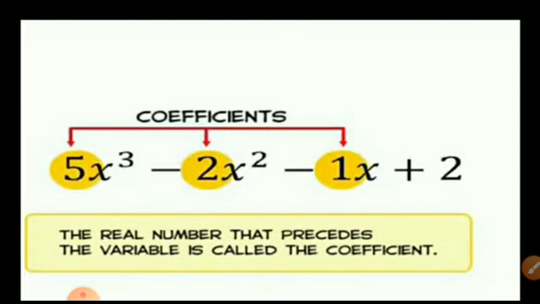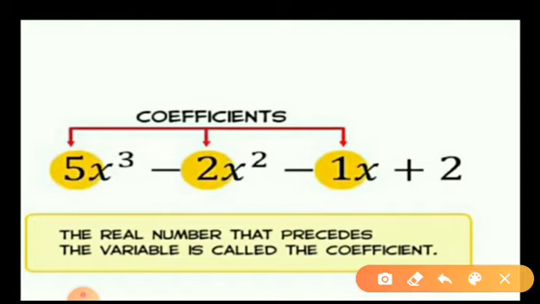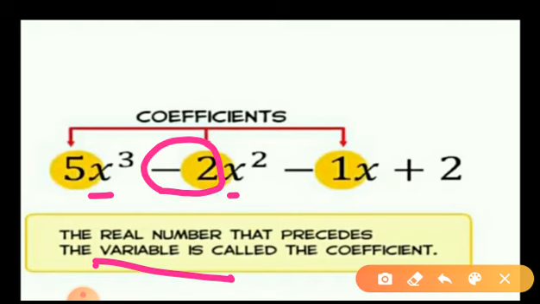Okay? Now, in the same expression, 5, minus 2, minus 1 are called the coefficients of the respective terms. Now, coefficient of x cube is 5, a real number that precedes the variable just before it. For x square, the coefficient is minus 2. You should tell it along with the sign. For x, the coefficient is minus 1. And 2 is treated as a constant.